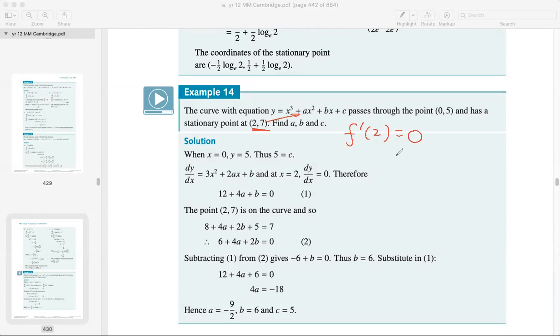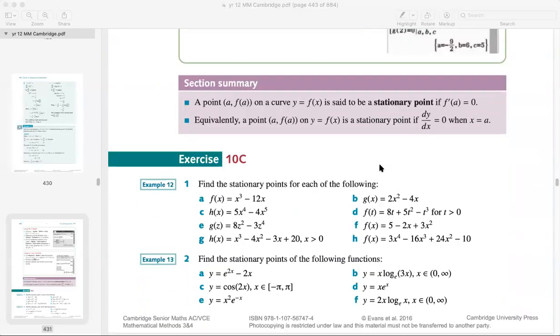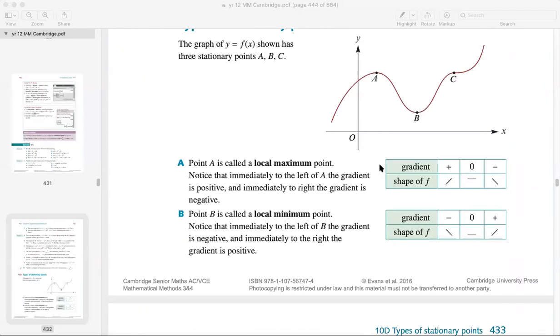Okay. So basically, a stationary point tells us two pieces of information. First one, this point. Second one, the derivative. Okay. So now we have three equations and three unknowns. We can solve it easily. Okay. And this is 10C, pretty straightforward.